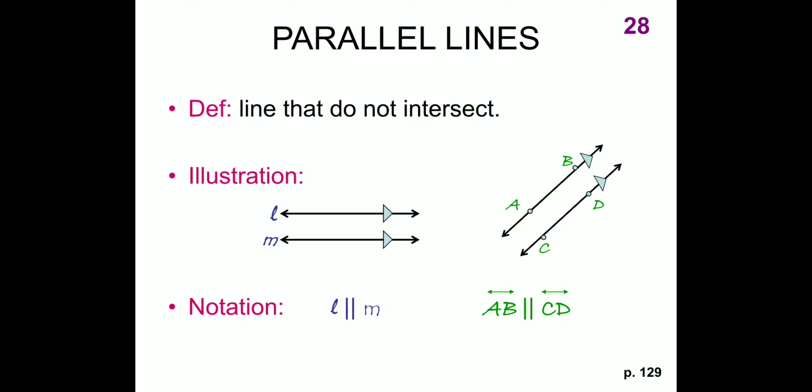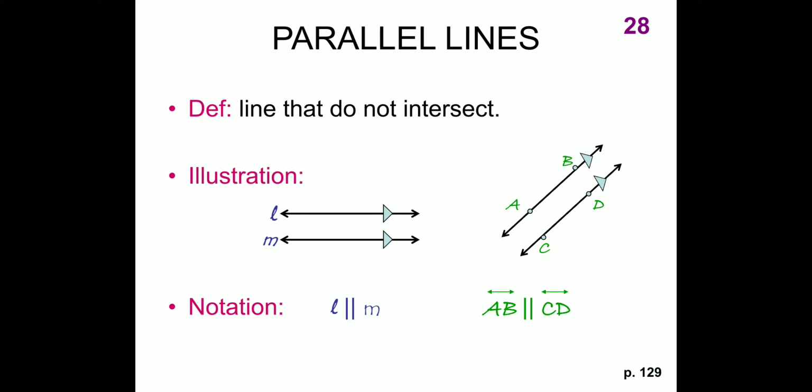In the first figure, L is a line and M is also a line. They are not touching each other, they are not intersecting each other. That's why the notation for it is L is parallel to M, and these two sticks are the sign of parallel. So instead of writing the word parallel, we have this sign, these two sticks, so that we can identify it easily.